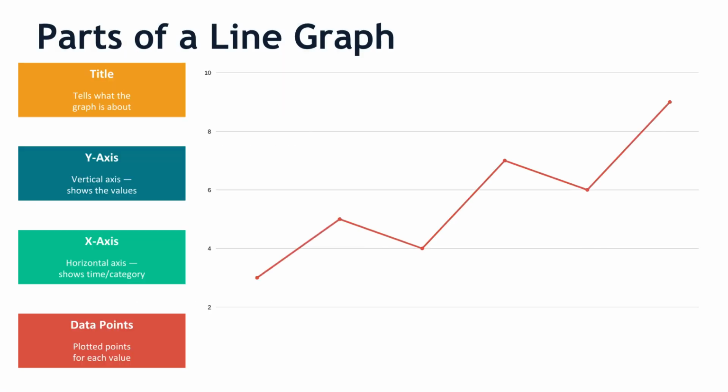Every line graph has specific parts that must be included. The title tells the reader what the graph is about. The y-axis runs vertically and shows the values being measured. The x-axis runs horizontally and shows time or categories. And the data points are the plotted dots that represent each individual value. All four of these parts are required on every line graph you create.